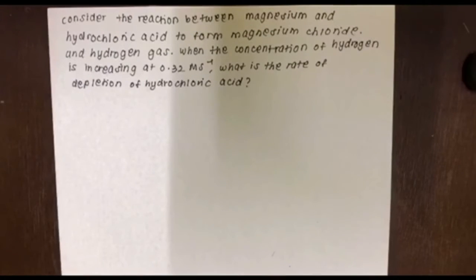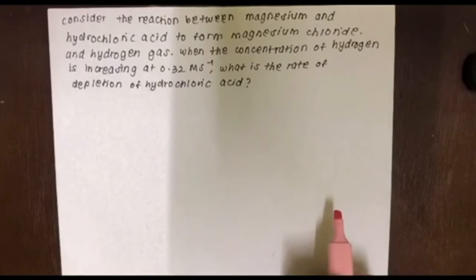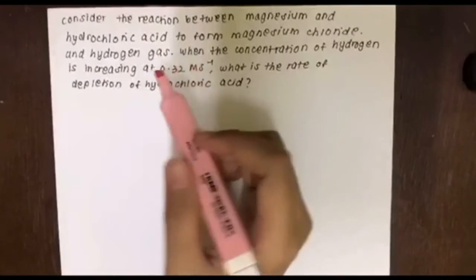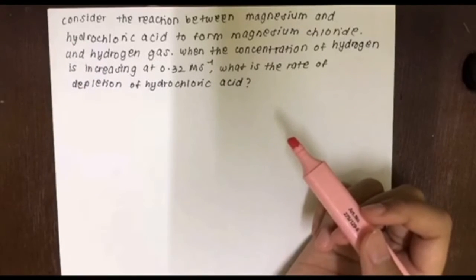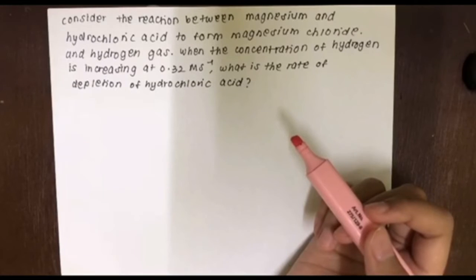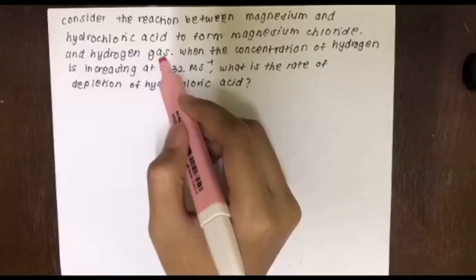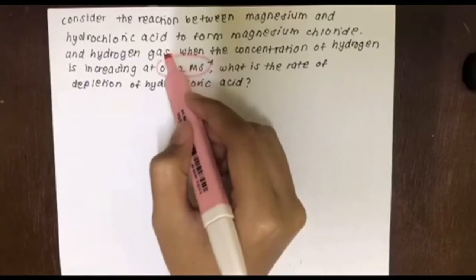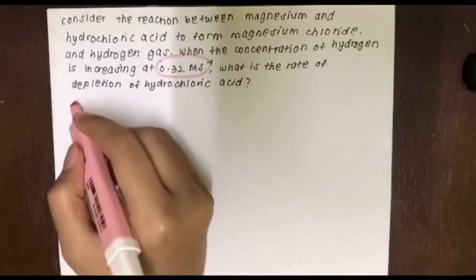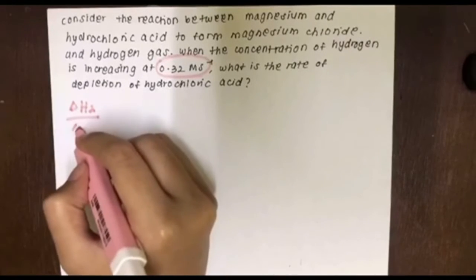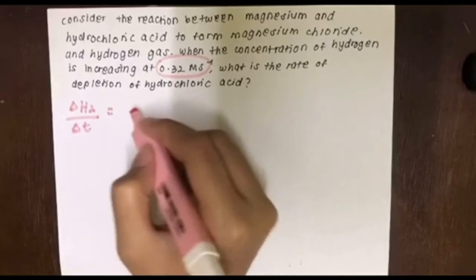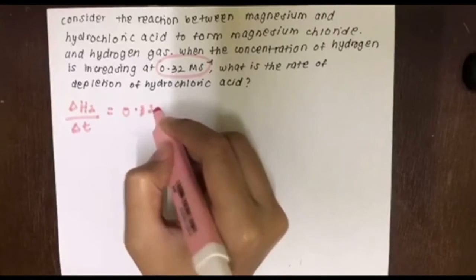Assalamualaikum warahmatullahi wabarakatuh. My name is Arnata Shamita Halim. For question 7, consider the reaction between magnesium and hydrochloric acid to form magnesium chloride and hydrogen gas. When the concentration of hydrogen is increasing at 0.32 meter per second, what is the rate of depletion of hydrochloric acid? So what I know is that 0.32 meter per second is the rate of hydrogen gas.